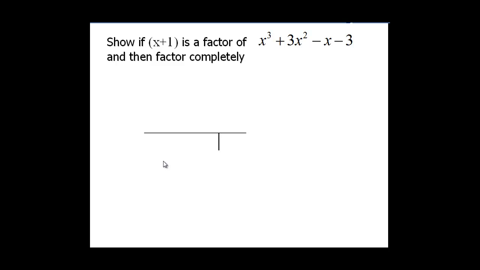Okay, then back to synthetic division. Show if x plus 1 is a factor, and then factor it completely. So if you have x cubed, so we have a 1, a 3, a negative 1, and a negative 3. Now, factors don't have remainders, so we're shooting for something that does not have a remainder in this case. So if we break our 1 down, gives you negative 1, gives you 2, gives you negative 2, negative 3, positive 3, and 0.